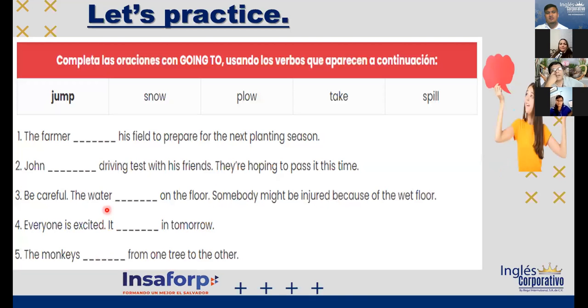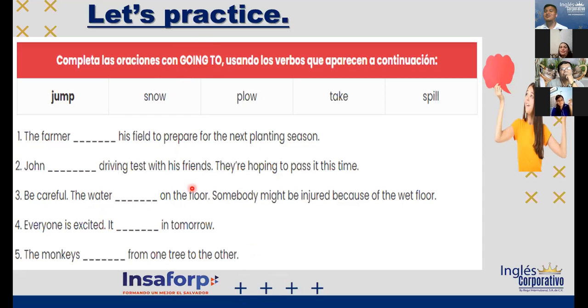Okay, let me see with this part, guys. Rufino, you're going to have number one. Stella, number two. Jacqueline, number three. Rodrigo, number four, and the last one, Patricia Veronica. Go ahead. The farmer is going to plow his field to prepare for the next planting season. Excellent. Did we have to add ing? No, it was only going to.